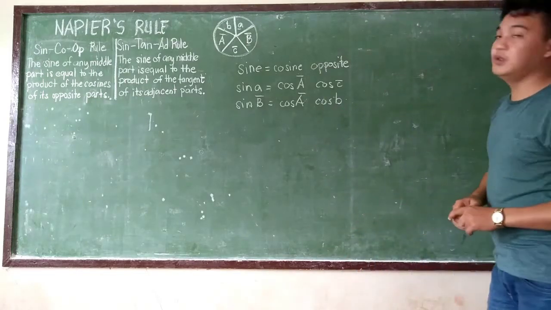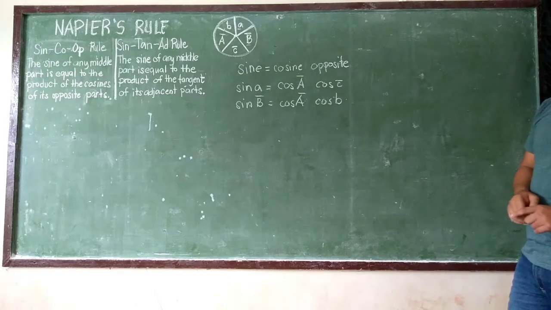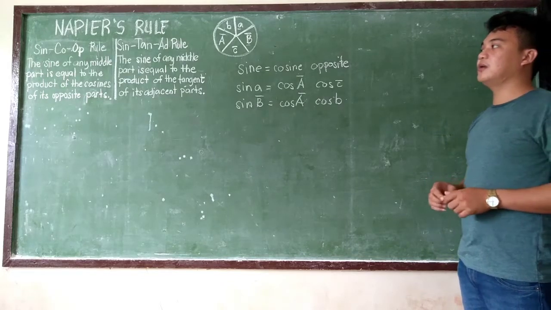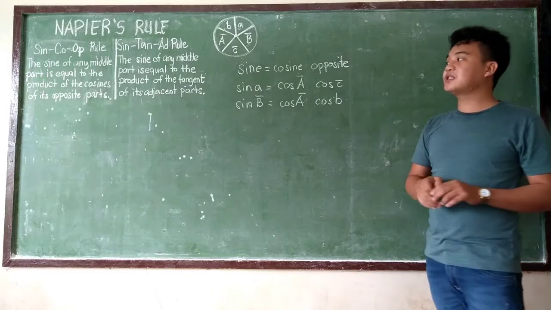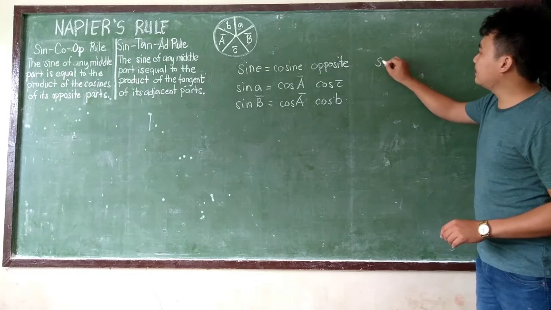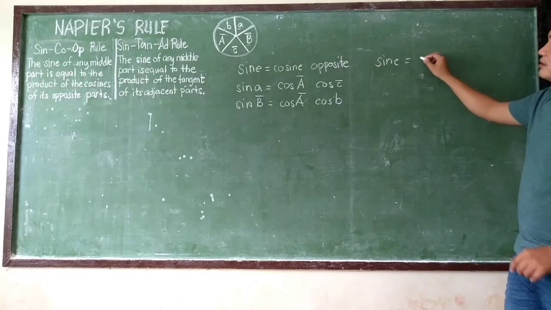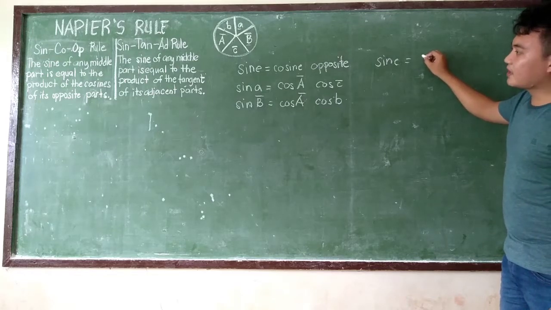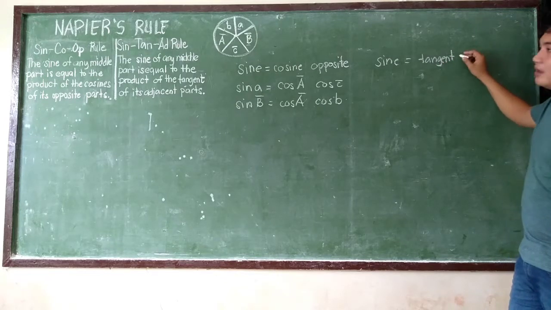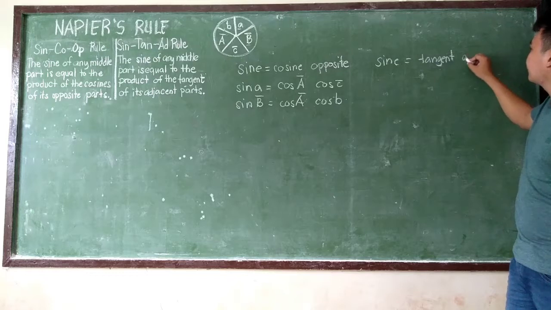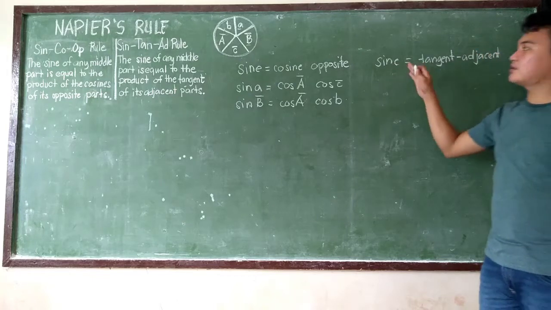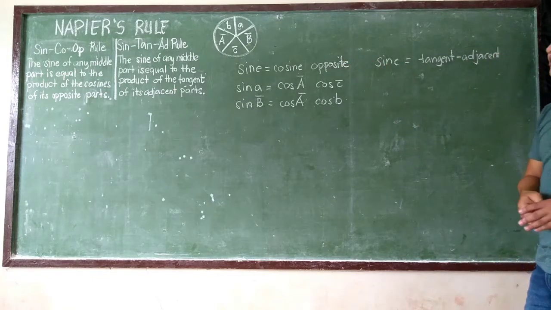For the sin tan ad rule, it is stated that the sine of any middle part is equal to the product of the tangents of its adjacent parts. So the sine is equal to the tangent of the adjacent sides. That is called the sin tan ad rule.